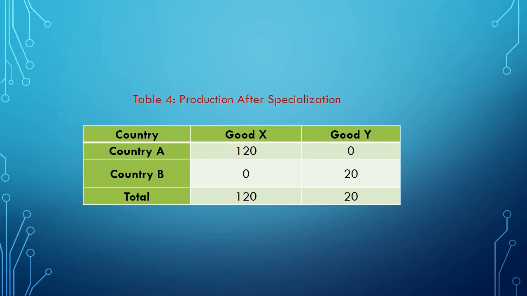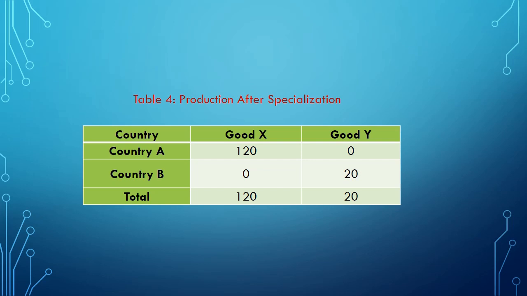In table 1, if the country uses all of its resources, it does not produce any good Y, because this country will specialize in good X. Therefore country A can produce 120 units of good X without producing any units of good Y. Since country B will specialize in the production of good Y, it will produce no units of good X, and it will produce 20 units of good Y. So you have to refer to table 1 just now.